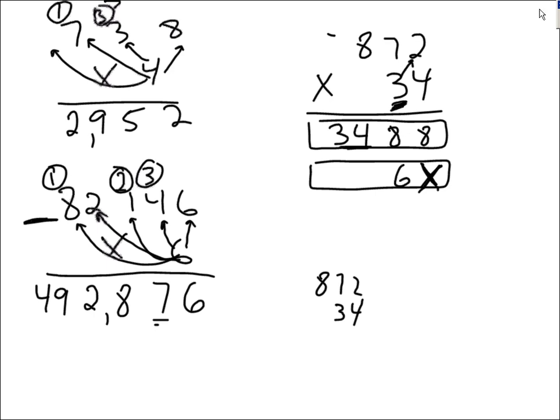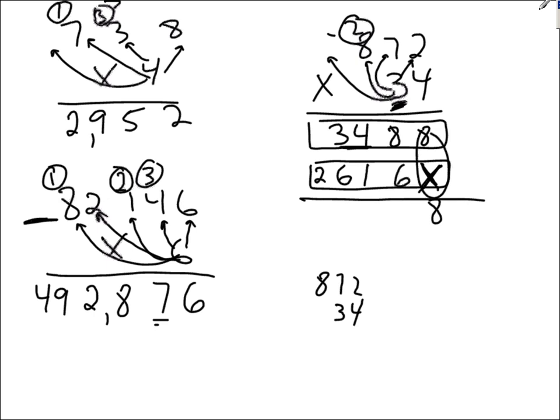3 times 2 is 6. 3 times 7 is 21. Carry the 2 over. 3 times 8 is 24, plus 2 more is 26. I can bring down the entire 26 because there's nothing else to multiply the 3 by. And now I add these 2 rows of numbers.